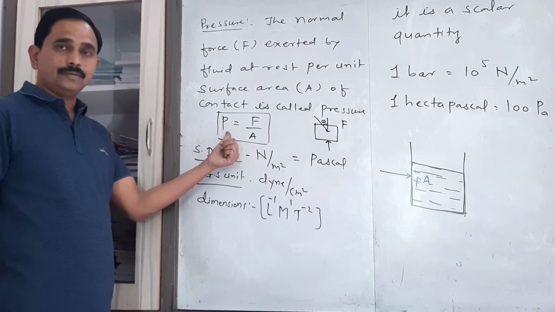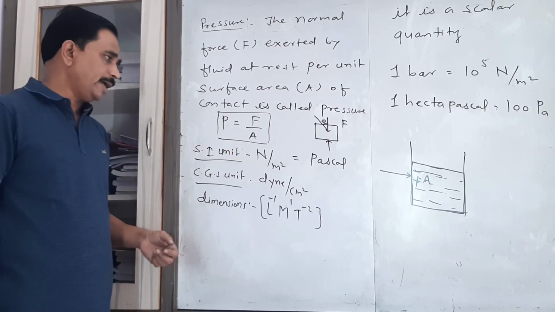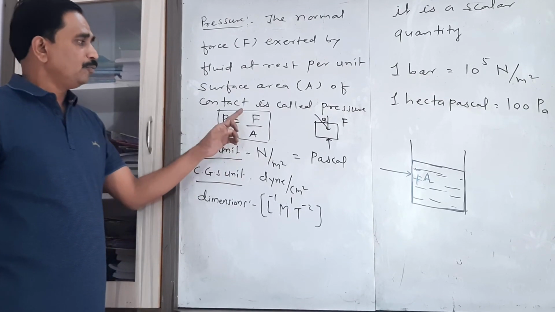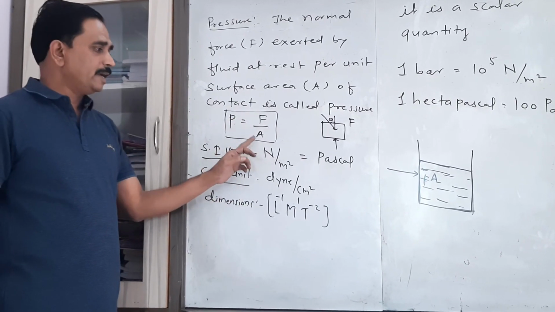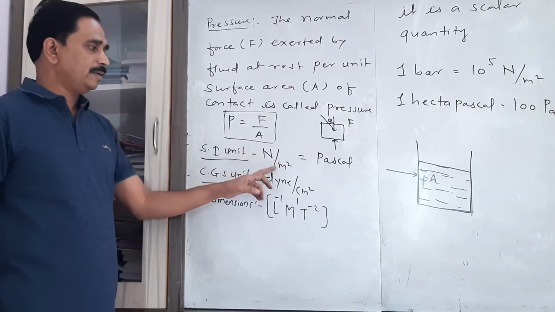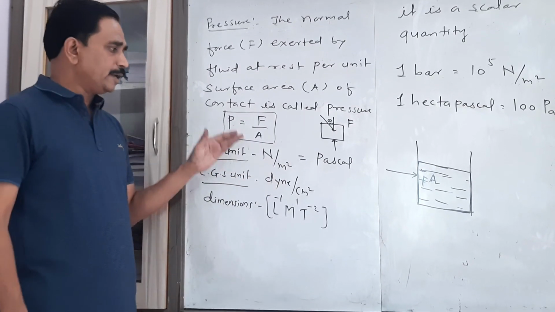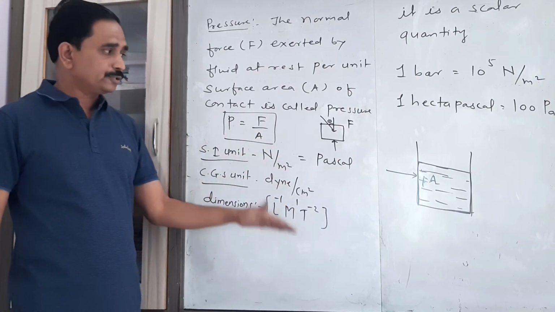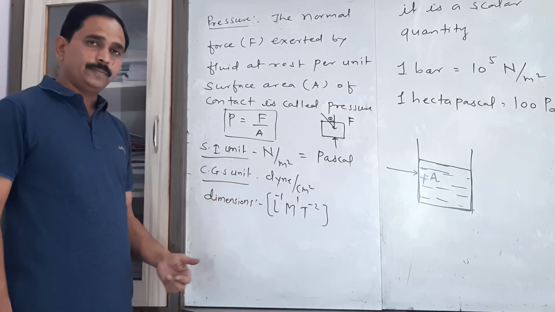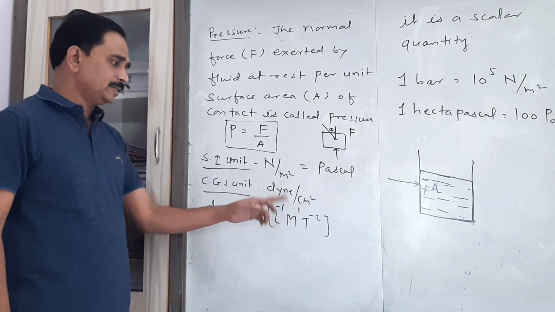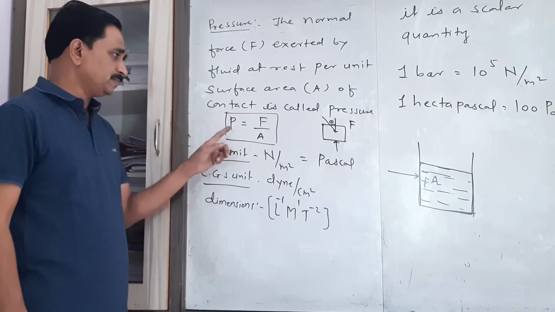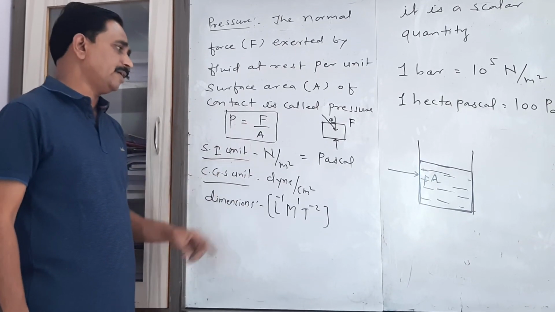As we consider the formula P equal to F by A, we can easily write the unit for pressure: force measured in Newton, area measured in meter square. So the SI unit becomes Newton per meter square, which is also called the Pascal. Now the CGS unit of pressure is dyne per centimeter square. We can easily find the dimensions of pressure from that formula.